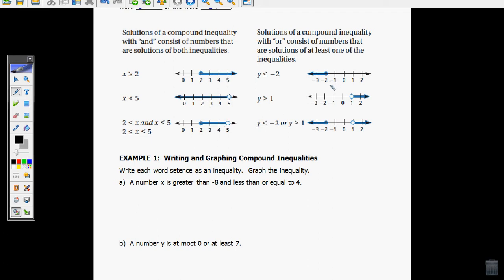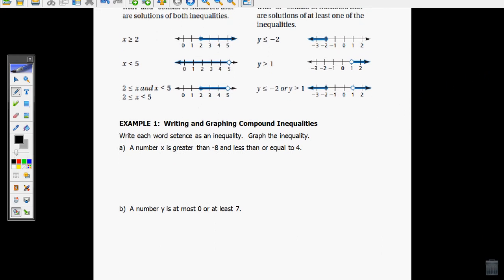Now, when it comes to the solutions of an "or" type equation, say I have y is less than or equal to negative 2, and I have y is greater than 1. Less than or equal to negative 2 means closed circle on negative 2 pointing to the left, and greater than 1 means open circle on 1 pointing to the right. Solutions where it's an "or" means that it has to be either all of these things pointing to the left after negative 2, or all of these things after 1 pointing to the right. All right, so it's joining two sets of inequality together.